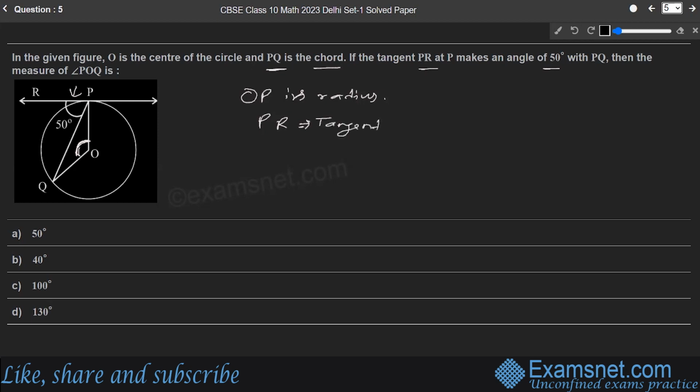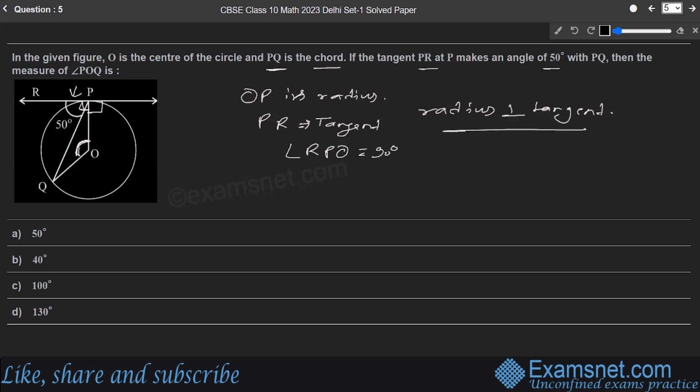Okay, so radius and tangents are always perpendicular to each other. Radius is always perpendicular to tangent. That's what the theorem says: when the radius and tangent meet at a point, they are always perpendicular to each other. That means this angle is 90 degrees and the other part is also 90 degrees.